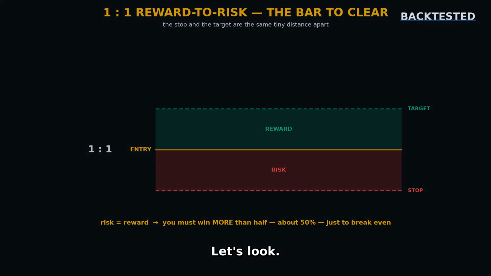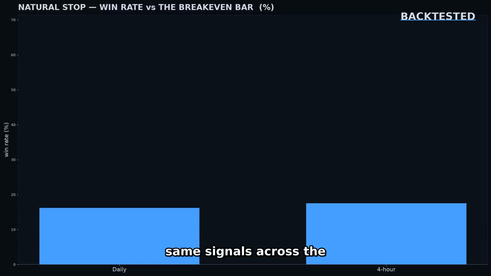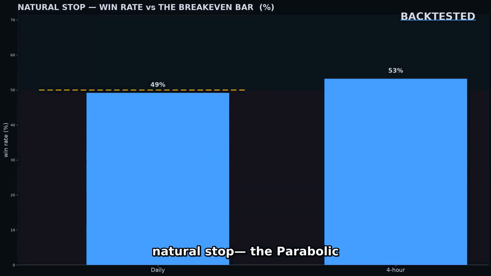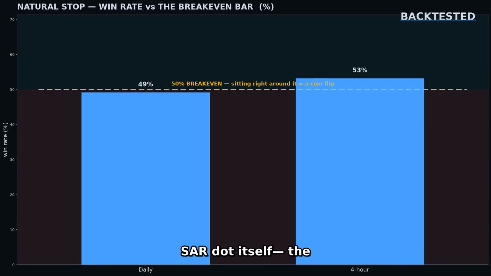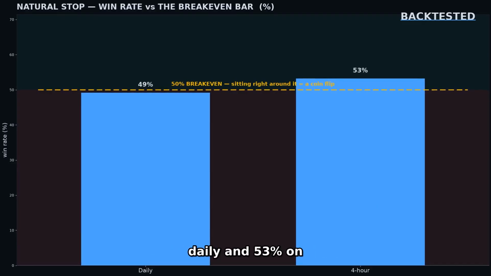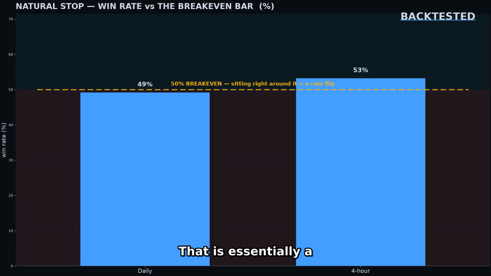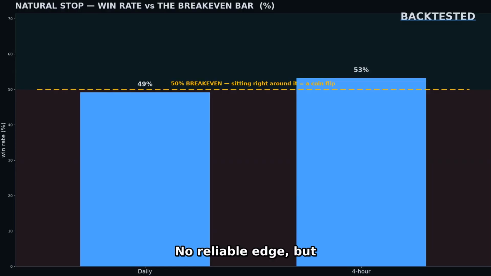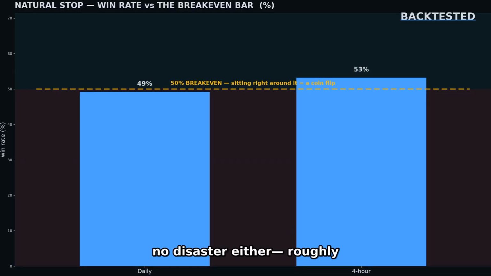Let's look. We ran the exact same signals across the whole history. Given the strategy's own natural stop, the parabolic SAR dot itself, the win rate lands at about 49% on the daily and 53% on the 4-hour. Sit with that for a second. That is essentially a coin flip, hovering right around the 50% break-even line. No reliable edge, but no disaster either.